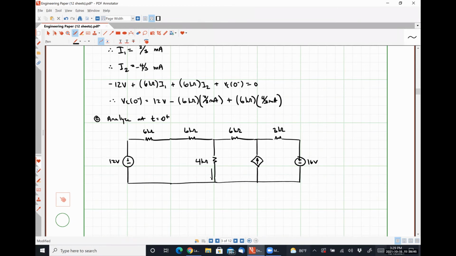And let me just define my other quantities of interest. IR at 0 plus, IA at 0 plus, and this guy is twice IA at 0 plus. So I want to find IA at 0 plus and IR at 0 plus, and we know that VC at 0 plus is 16 volts. So we don't have to work for that guy at all.